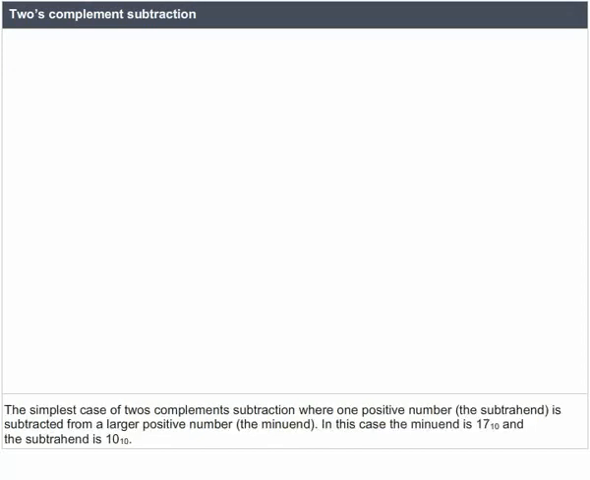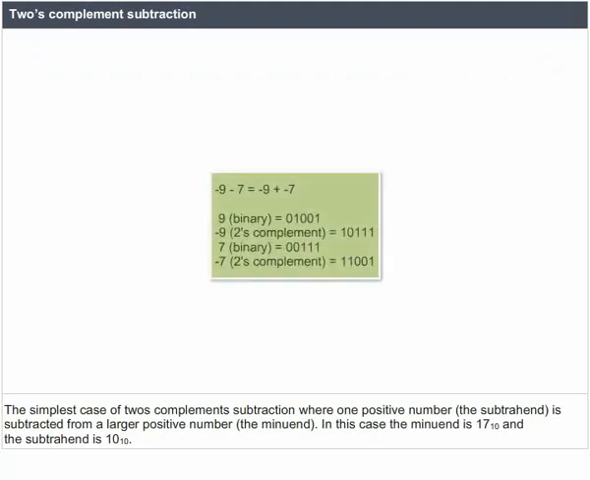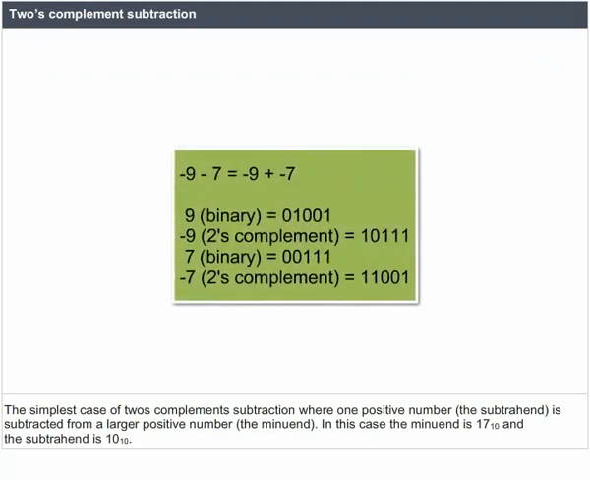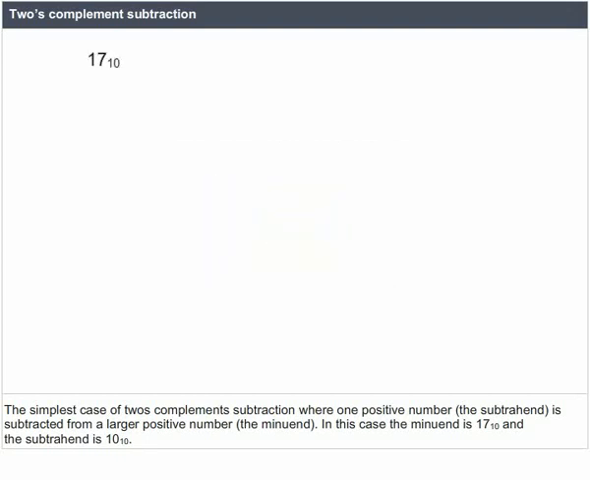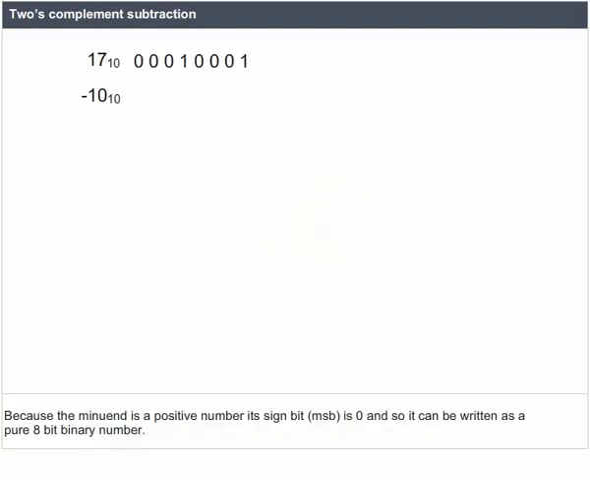2's complement subtraction. The simplest case of 2's complement subtraction is where one positive number, the subtrahend, is subtracted from a larger positive number, the minuend. In this case, the minuend is 17 to the base 10 and the subtrahend is 10 to the base 10. Because the minuend is a positive number, its sign bit MSB is 0, and so it can be written as a pure 8-bit binary number.